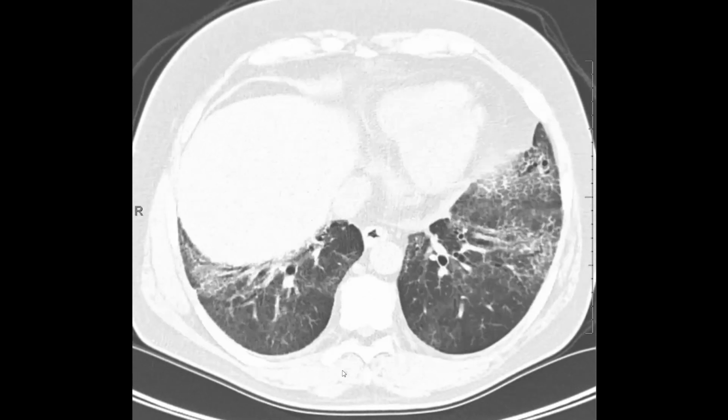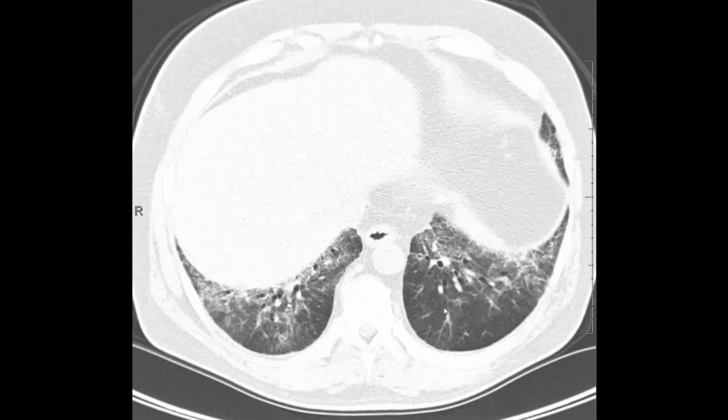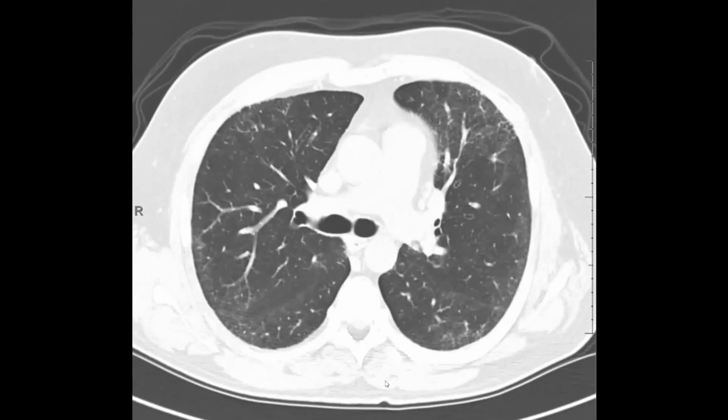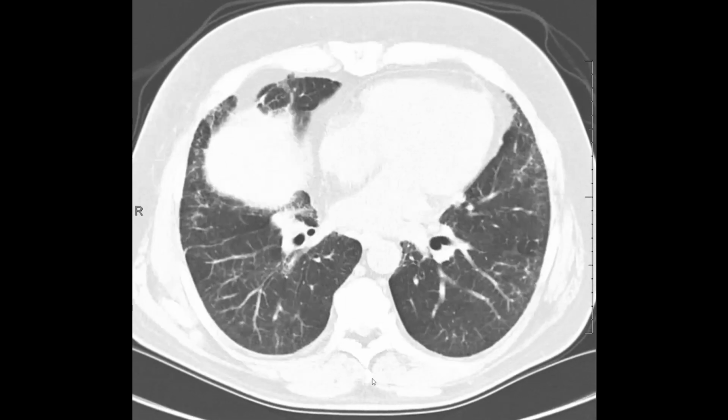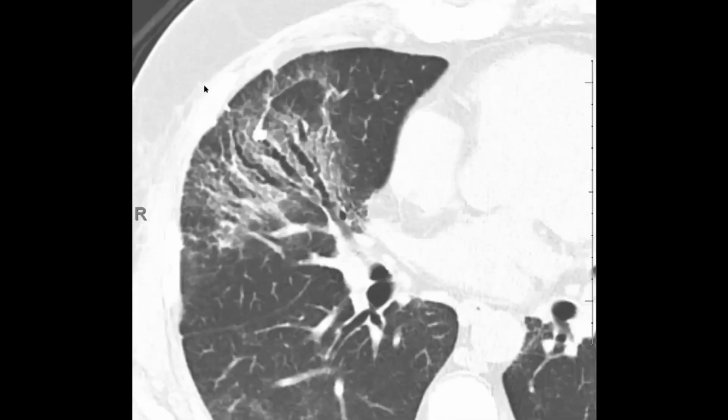And so again, we see basal predominant reticulation, a little bit of superimposed ground glass, and certainly there's exuberant traction bronchiectasis, which we commonly see in patients with NSIP. Also note that there's relative subpleural sparing. So if we look here, let's look in the right middle lobe. So this patient's obviously already been biopsied. This is biopsy proven. We see relative subpleural sparing.